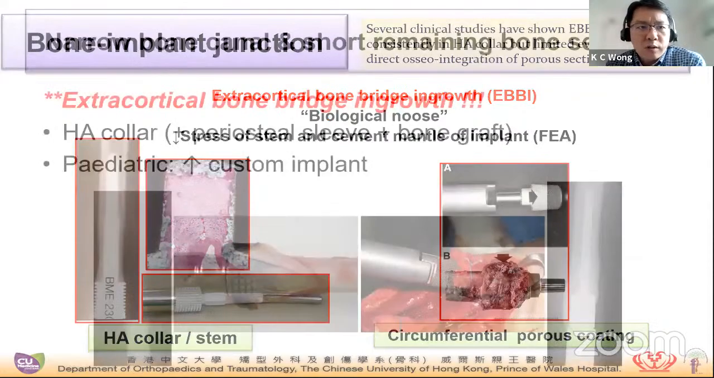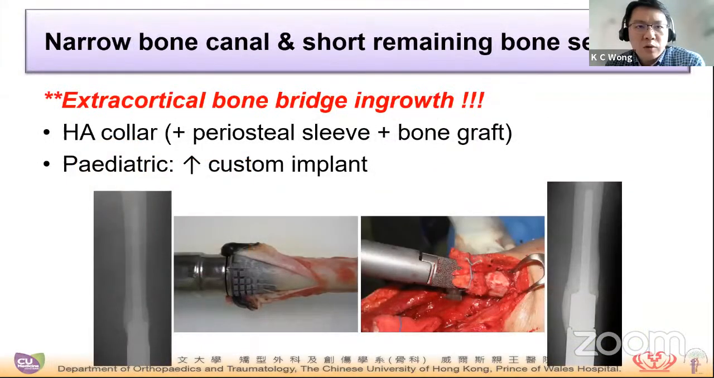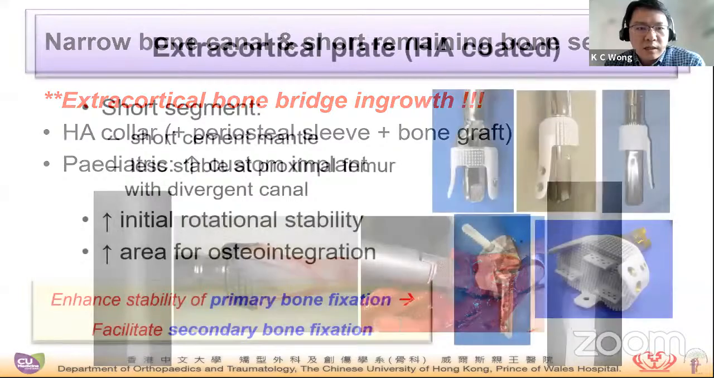So for our Asian population, because of narrow bone canals and also short remaining bone, we stress a lot this extracortical bone bridge ingrowth. With the HA collar, whenever it's possible, you can preserve the periosteum and cover it with a bone graft. In pediatric cases, we tend to have more custom size issues. So this is very important.